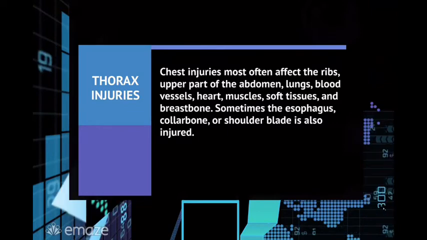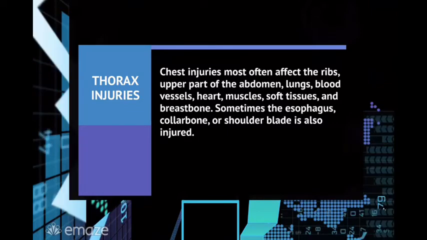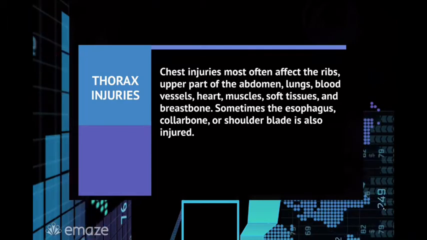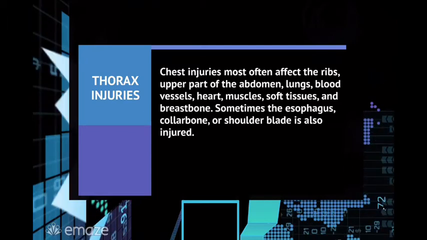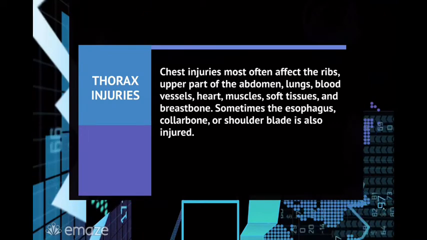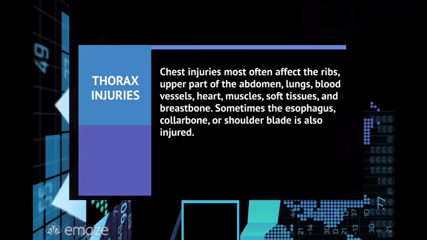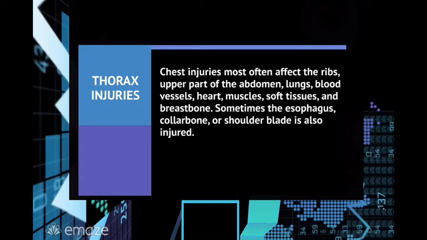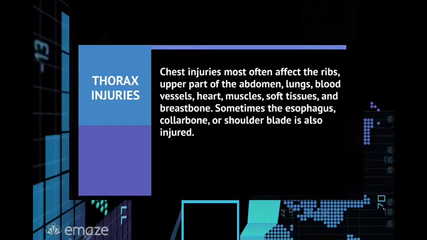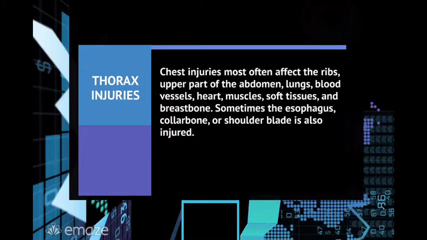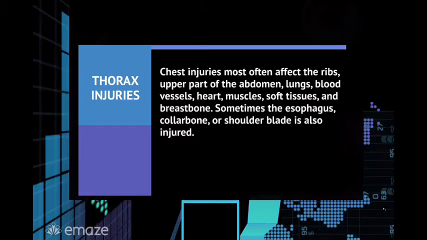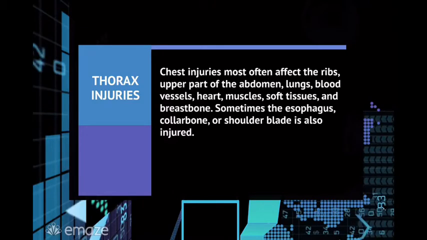My name is Muhammad al-Shihri, and today I will talk about thorax injuries. First of all, thorax injuries or chest injuries are often serious or immediately life threatening because they interfere with breathing or circulation. Chest injuries most often affect the ribs, upper part of the abdomen, lungs, blood vessels, heart, muscles, soft tissues, and breastbone. Sometimes the esophagus, collarbone, or shoulder blade is also injured.